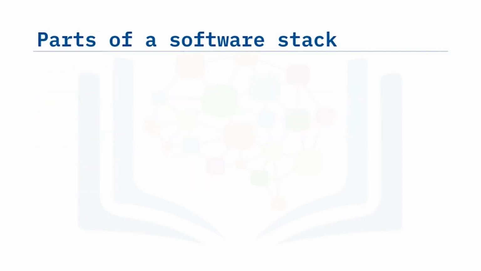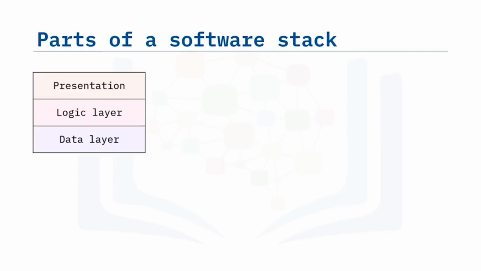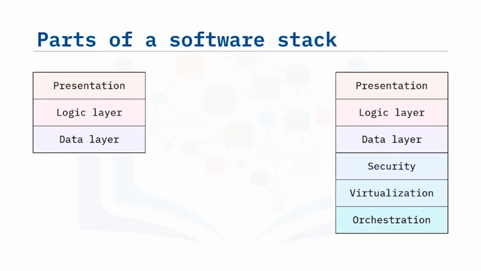The simplest implementation of a software stack consists of a presentation layer, a business logic layer, and a data layer. However, more complex applications use more complex stacks, which could include software for virtualization, scheduling and orchestration, runtime environments, database connectivity, networking, and security.